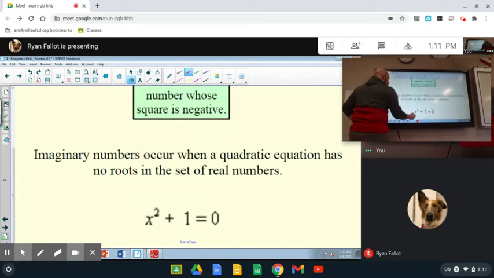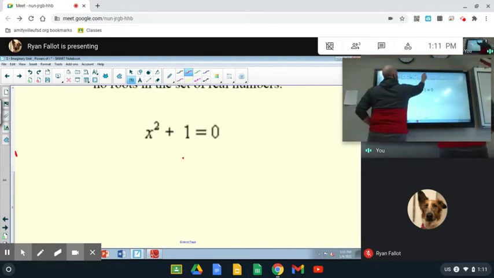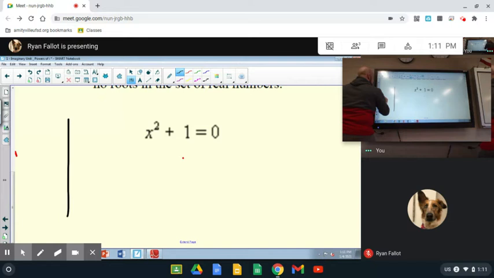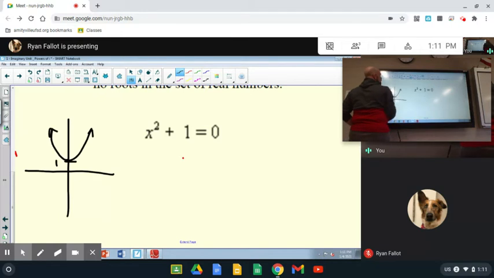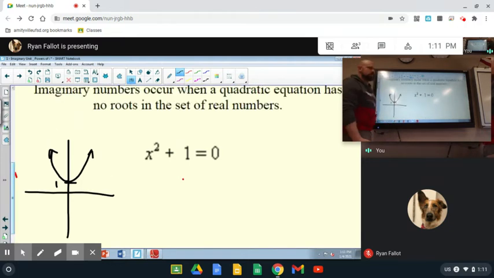If we were to graph this, the parent graph is x squared, and it's 1 being added to it, which means it's being shifted up 1 unit. So this is what the graph of x squared plus 1 looks like. Note, how many times does it touch the x-axis? 0, which means it has no real roots in the set of real numbers.